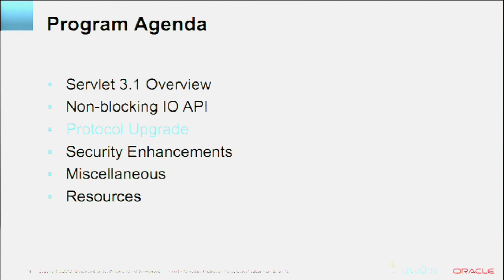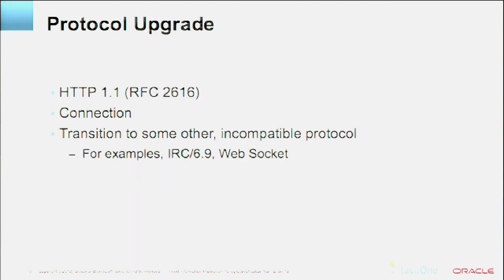Now, protocol upgrade is not something new. It's actually something specified in HTTP 1.1. It's in RFC 2616, and this is connection-based. What does this mean? For a given connection, you can have multiple requests. You can have request number one using the connection, and request number two using the same connection.